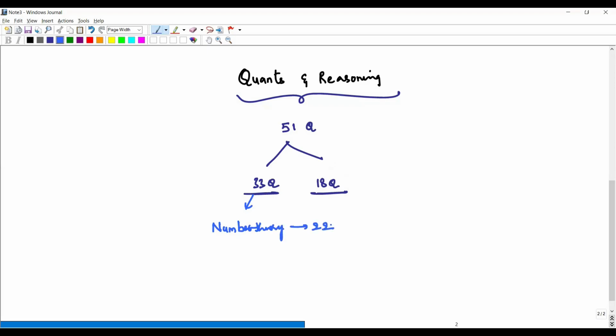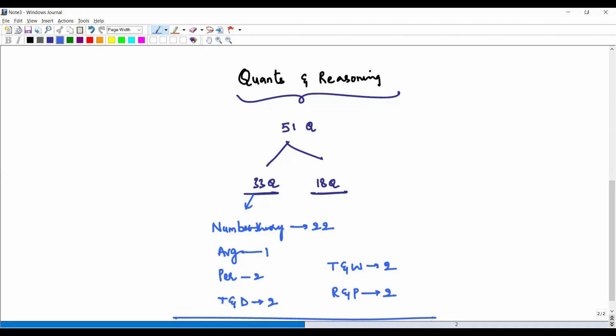Around 22 questions. And the rest of the topics: there was one question from average, two questions from percentages. There are no profit and loss questions. There are two questions from time and distance, two questions from time and work, and two questions from ratio and proportion. And there were miscellaneous questions, like one question from algebra and so on.